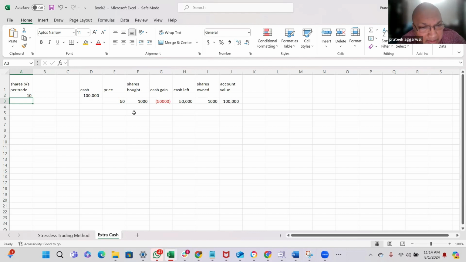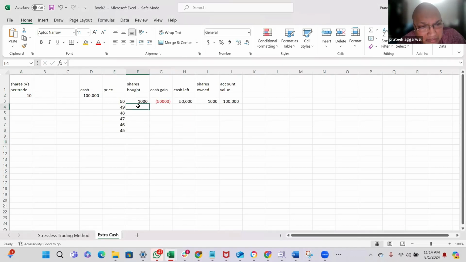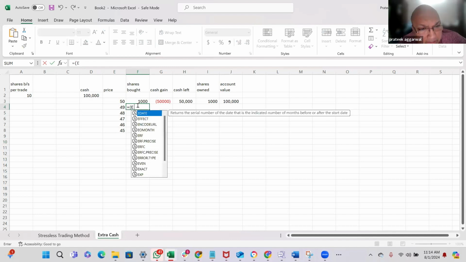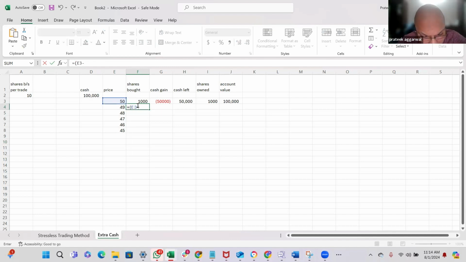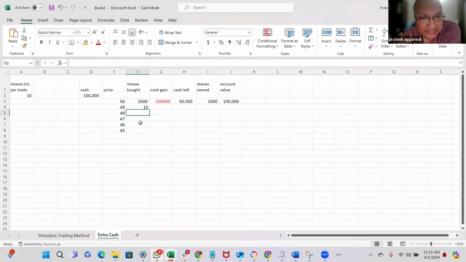If it is 10, then essentially what will happen? The next step will be that price drops to 49. Suppose the price, like I was discussing, drops to 49, 48, 47, 46, 45. Let's say the price keeps dropping like that, right? Our strategy is to buy 10 shares every time the price drops. So that will be equal to, since we are buying, E3 minus E4 multiplied by A. Okay. So 10 shares every time.